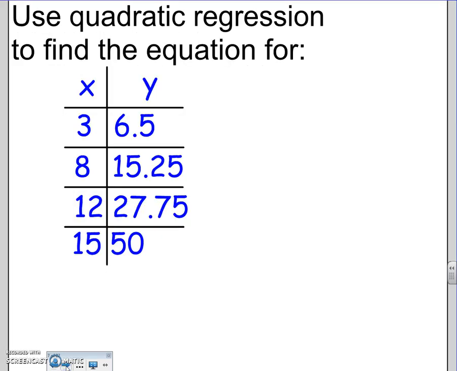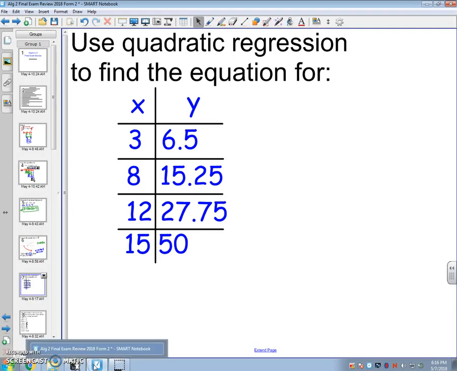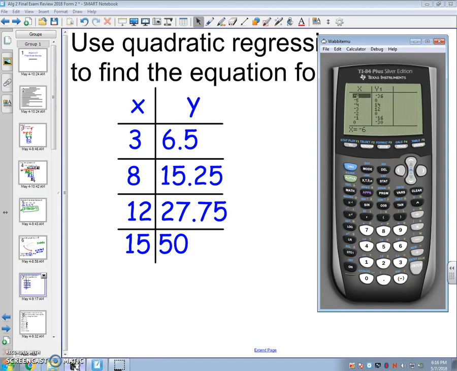Use quadratic regression to find the equation for this. Remember, you have a lot of points. You go to your calculator, go to stat, edit, and type it all in. For x, I have 3, 8, 12, 15. For the y, 6.5, 15.25, 27.75, and 50. I'll go back to stat, right to calculate, go down to 5.